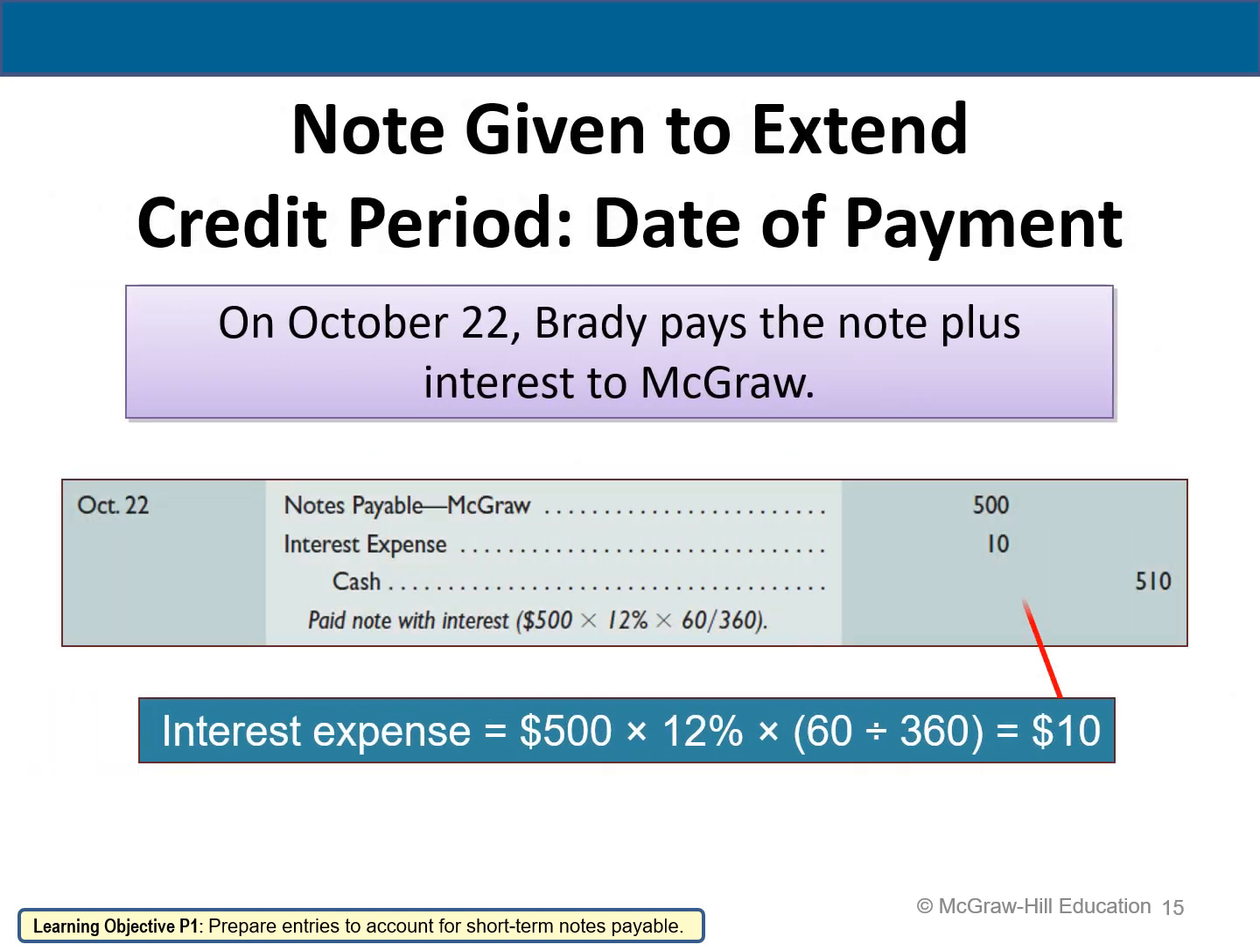Then on October 22nd, when Brady pays the note, we're going to reduce our notes payable with a $500 debit. We're going to record the interest expense that we had to pay on that note. That's similar to the notes receivable: your $500 times your 12% times 60 out of 360 for your total interest of $10 on the 60-day note. So we'll record interest expense for $10 and we'll record cash out the door, a reduction, credit of $510. Okay.